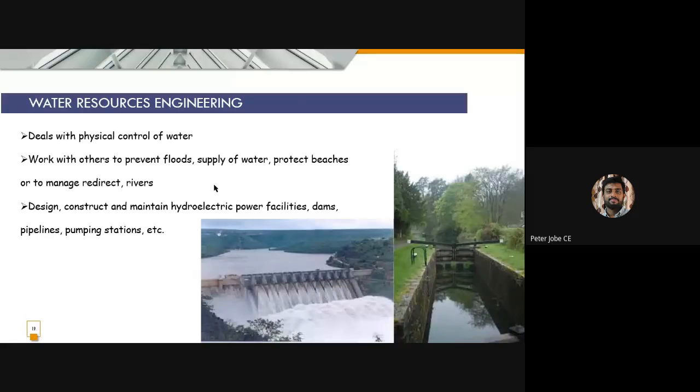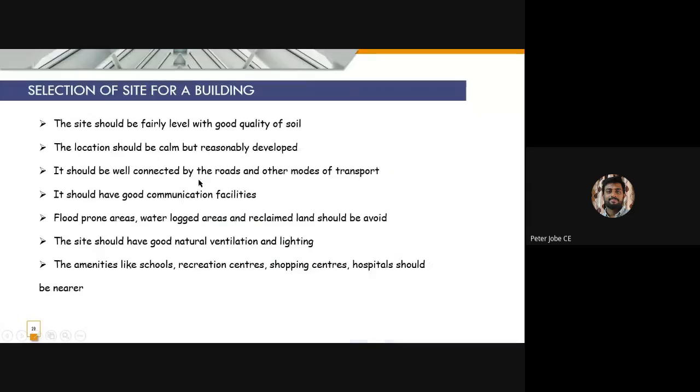Next is the water resource engineer, who basically deals with irrigation, water supply, all those things. The water resource engineer is basically known for water routing. That means he will study the route of the water, where it gets distributed. So water resource engineering deals with the physical control of water. The responsibility is to design, construct, and maintain hydroelectric power facilities, dams, pipelines, pumping stations, etc. An environmental engineer is different in the sense that an environmental engineer basically ensures the supply of potable water, that means drinkable water, to the community.